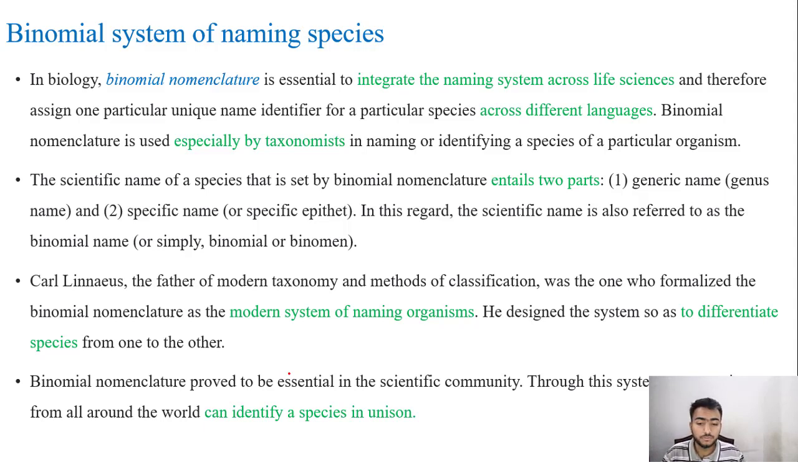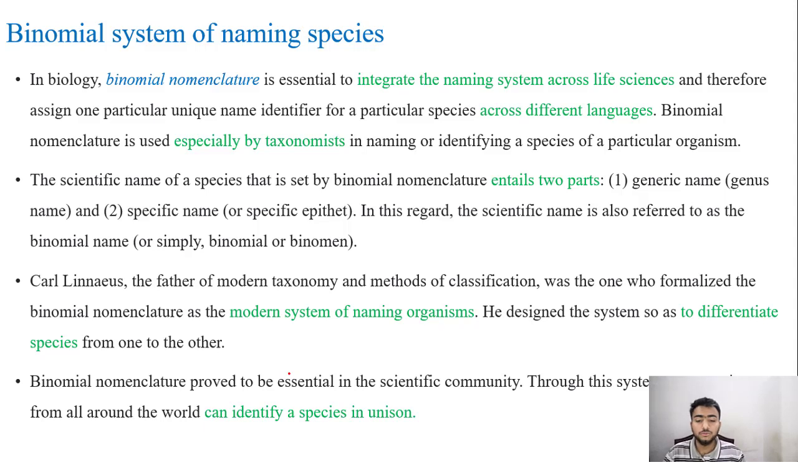So the founding father of this branch of biology, that is taxonomy, was Carl Linnaeus. He wrote a paper, a small journal, and then he published this, which later became a massive hit because it was an indispensable finding for the scientific community. As I said, they have to communicate or publish their findings. So he was the first one who formalized binomial nomenclature as the modern system of naming organisms. He designed the system so as to differentiate species from one another.